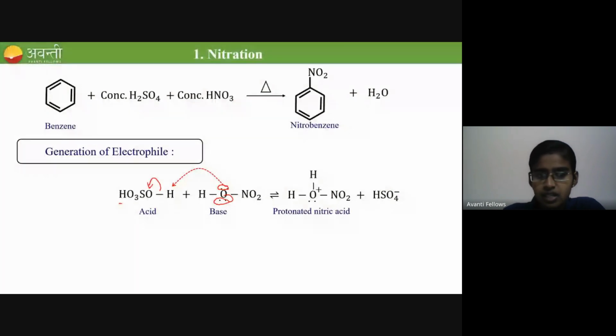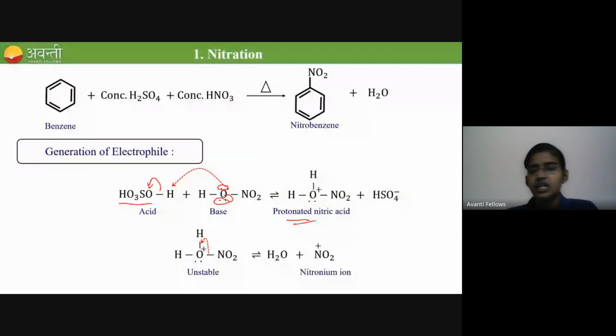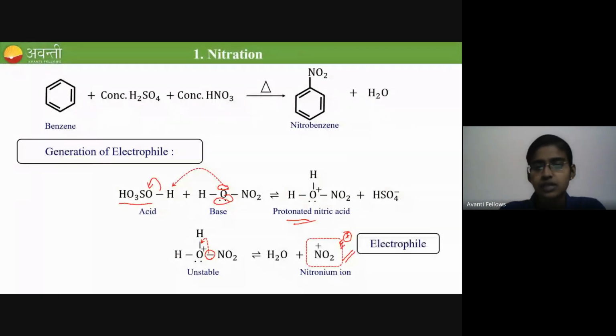So what are we getting? We are getting the HSO4 minus ion from the system. Now this protonated nitric acid is unstable. It is a positively charged species, right? So what happens here? The electrons present in the bond between the oxygen and nitrogen go towards the oxygen, and it goes out as H2O with the release of NO2 plus. Nitrogen is donating its electrons, so nitrogen gets the positive charge, and we get this NO2 plus nitronium ion, and this is the electrophile which is substituted in the benzene. Got it? So this is the generation of the electrophile.